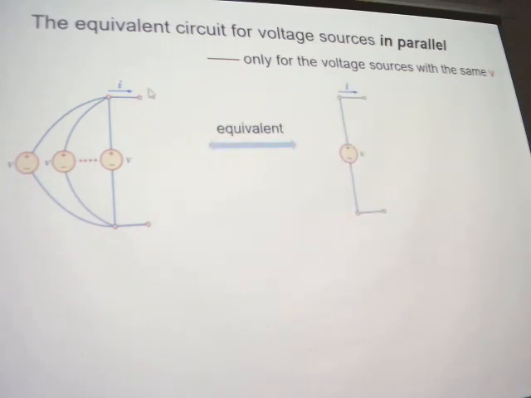Okay, and we know the equivalent is for the port. So if this one and this one are equivalent, they must have the same UI relation for the outer circuit. The voltage difference is decided by V, so VAB is also V. And our current is decided by what? Our current is decided by the outer circuit. Why? Because the voltage is decided by the voltage source. It cannot be changed.